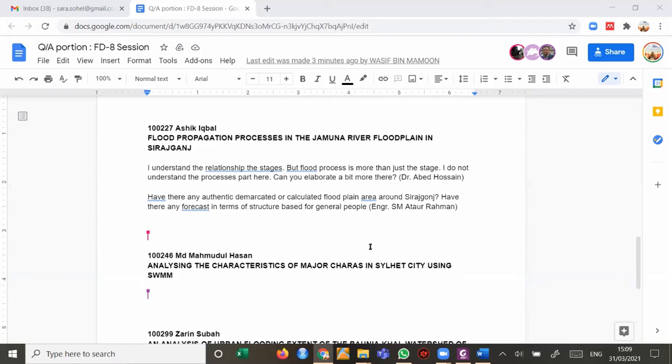Yes, sir. At the beginning, I mainly showed the relationship of stages, but with the HEC-RAS model, from there we can have flood maps, velocity, discharge, etc. So from this HEC-RAS model, we can have the flood processes.